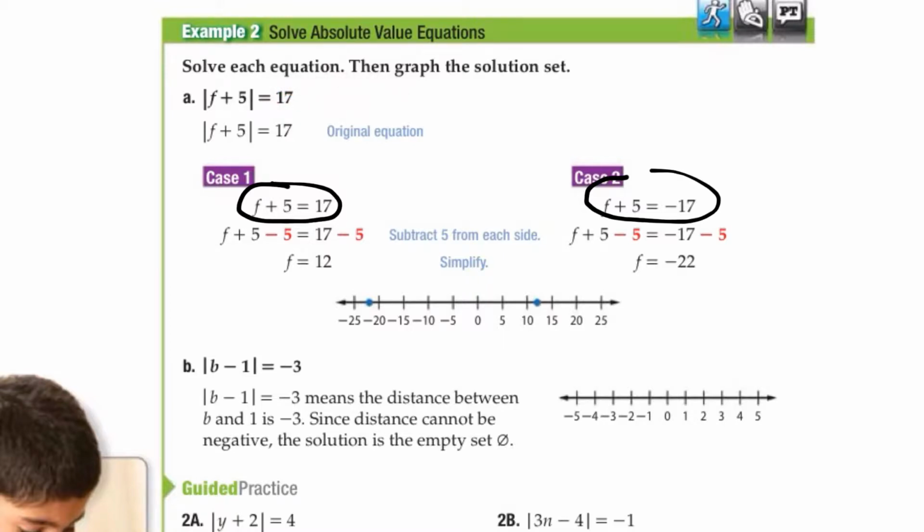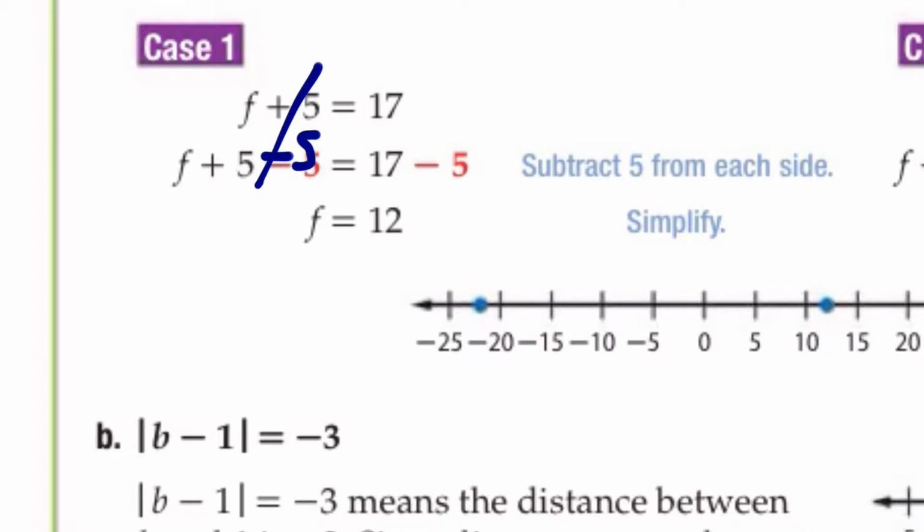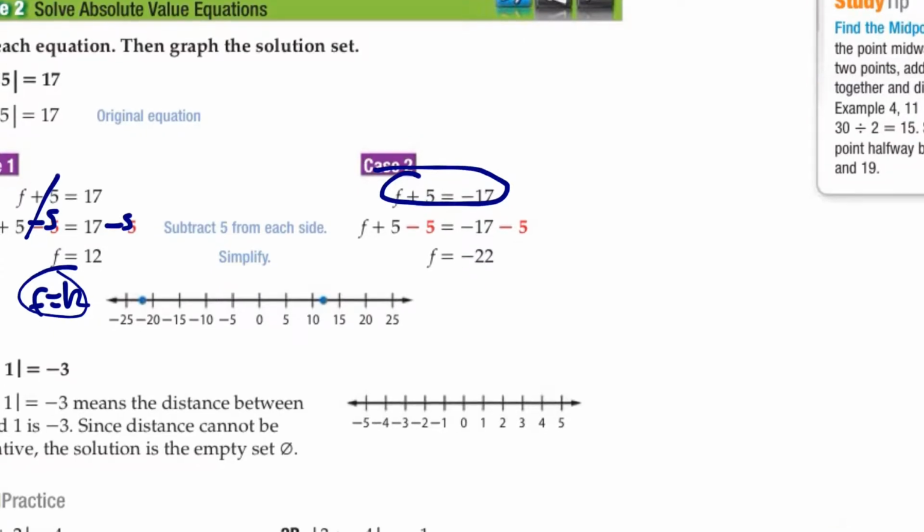So here's what happens. I just solve. Now I just solved 2 different equations. Well, how do I get rid of the 5 here? They did it horizontally. I'm going to do it vertically. Minus 5, cancel, minus 5. I get f equals 17 minus 5, which is 12. But now I need to do the other one. Same thing, f plus 5, but instead of positive 17, it's negative 17. I'm still going to subtract 5 to cancel, but it's now negative 17 minus 5. So I get f equals negative 22.